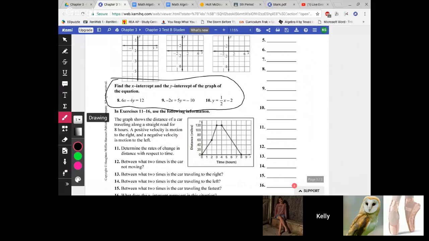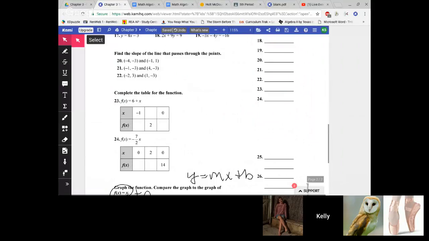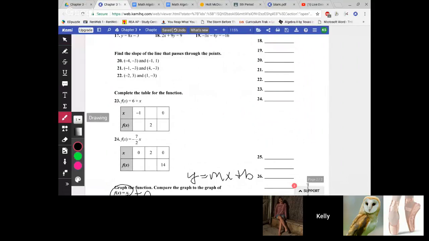How did you do on those? Were you okay with those? I was okay with those. Okay. You definitely have to be able to put an equation in y equals mx plus b format. And you have to be able to do these tables. Were you okay with these?